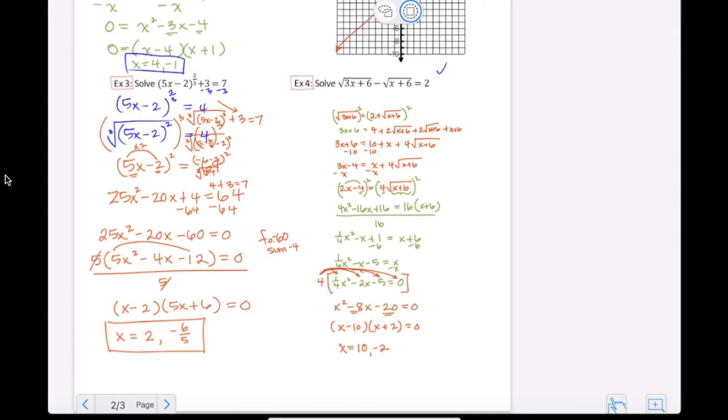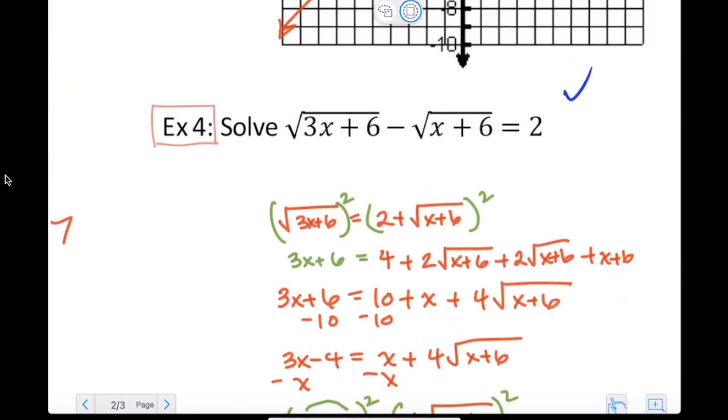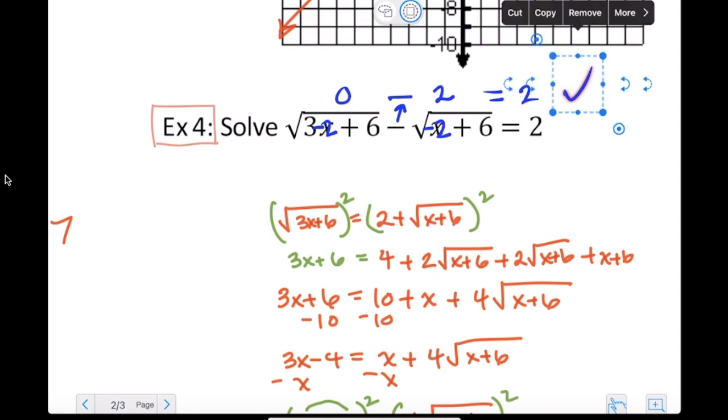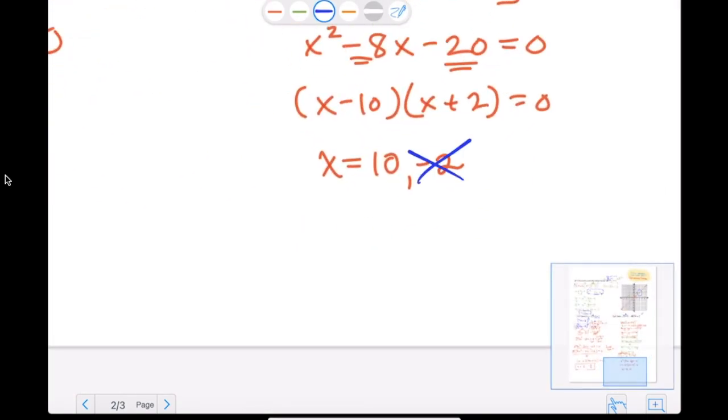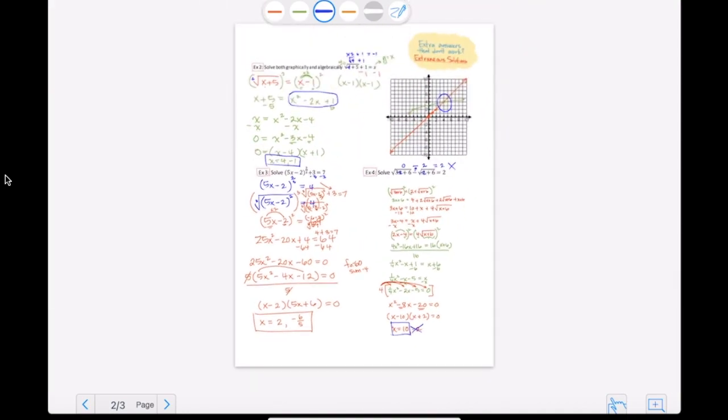Let's try negative 2 now. So if we plug in a negative 2 for x, we get 3 times negative 2 is negative 6. Negative 6 plus 6 is 0. And the square root of 0 is 0. And then here, negative 2 plus 6 is positive 4. The square root of positive 4 is 2. But notice it's a subtraction sign right there. And negative 2 does not equal positive 2, so this is our extraneous solution, so we can get rid of that negative 2.